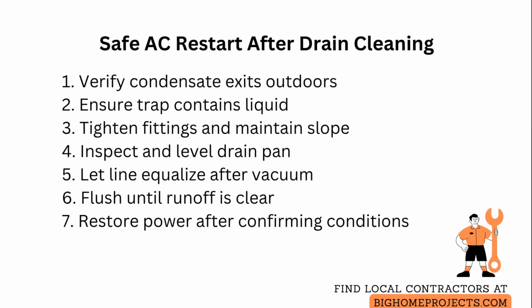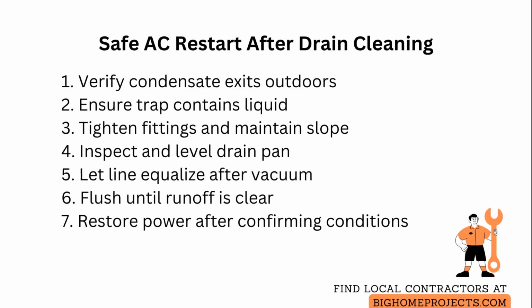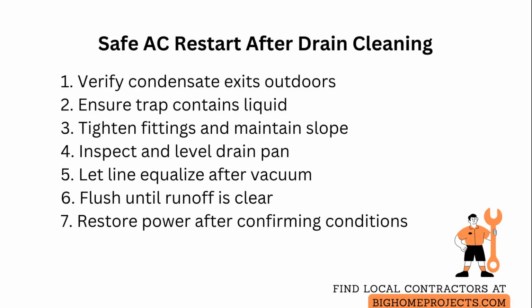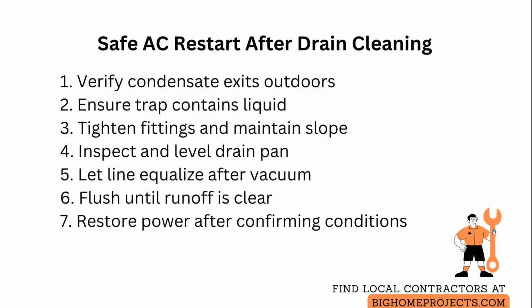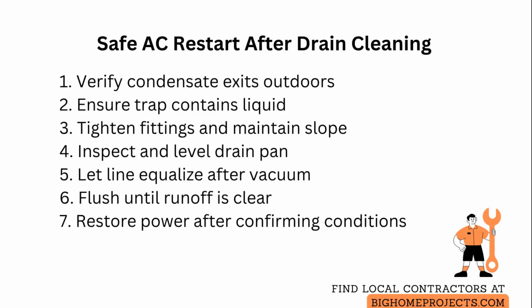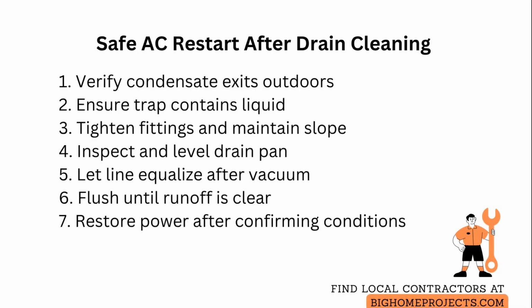And if you used a wet vac to clear the line, let the line rest for a few minutes so any residual suction equalizes and debris cannot be pulled back into the coil area. Use clear plastic tubing temporarily at the trap or roof vent to observe flow if the line is hidden, and flush with clean water until the runoff is clear so you know the obstruction is gone.